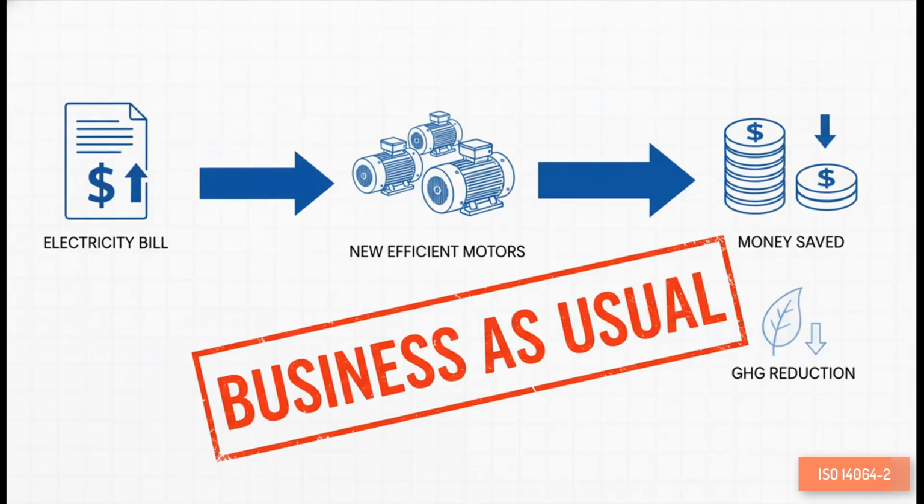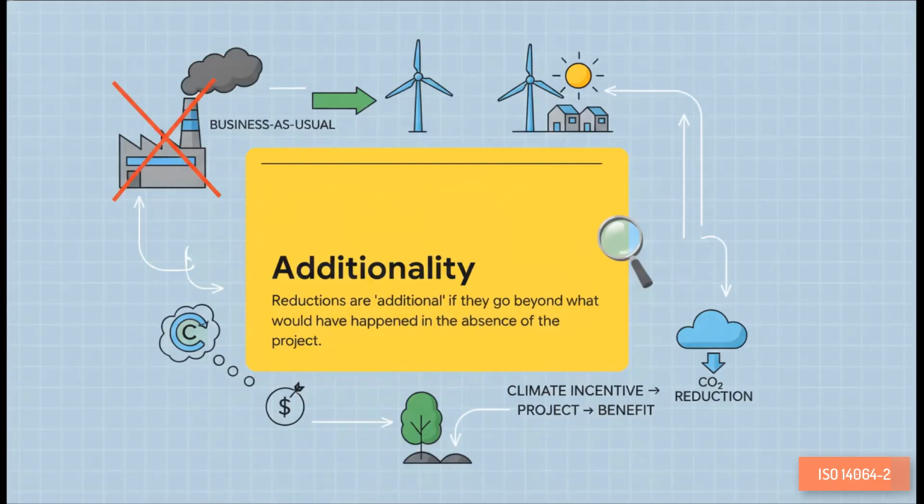And why is that? Well, because the project would have happened anyway. It was driven entirely by the need to save money. The climate benefit was just a nice little side effect. It wasn't additional to what any smart business owner would have done in that situation. And this gets to the very heart of additionality. For a project to count, its reductions have to go above and beyond business as usual. The project has to exist because of the climate incentive, like the goal of earning carbon credits or hitting a climate target. The climate benefit has to be the cause, not just a happy coincidence.